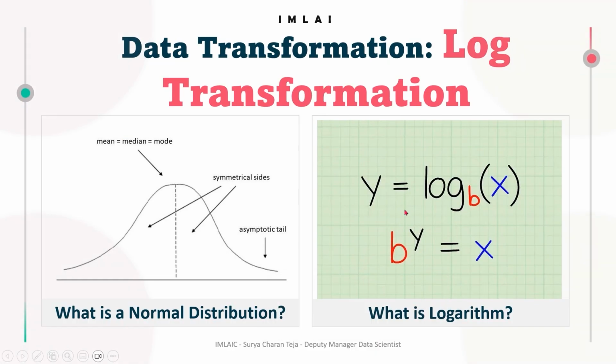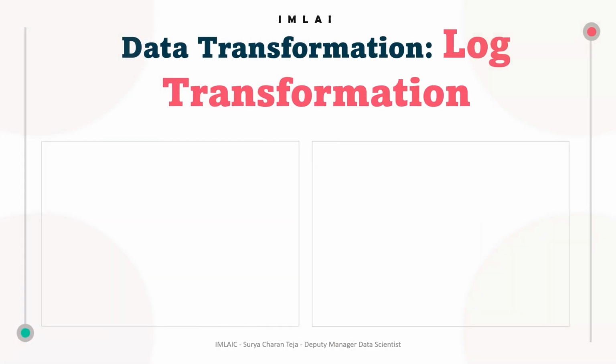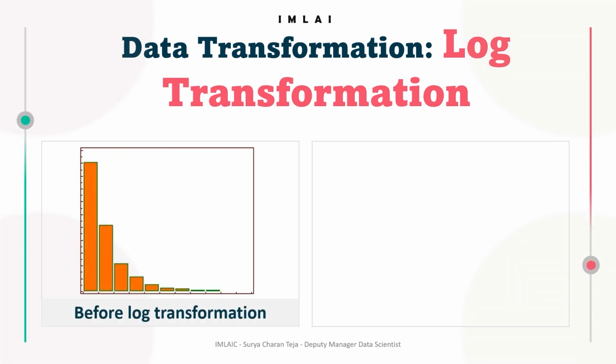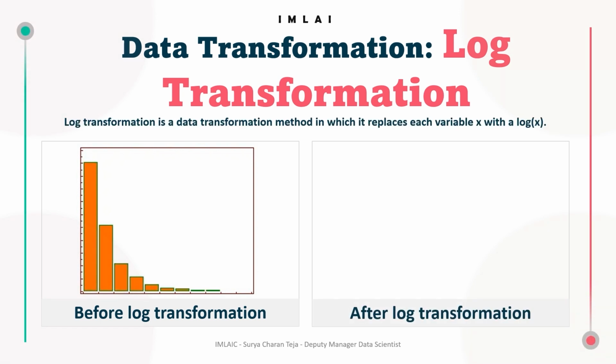So we have seen what is a normal distribution and we have seen what is a logarithm. Now it's time to get into what is a log transformation. Log transformation is a data transformation method in which it replaces each variable x with a log of x.